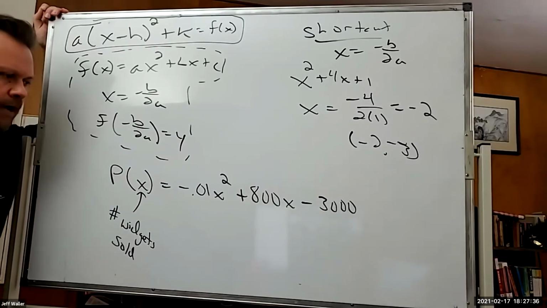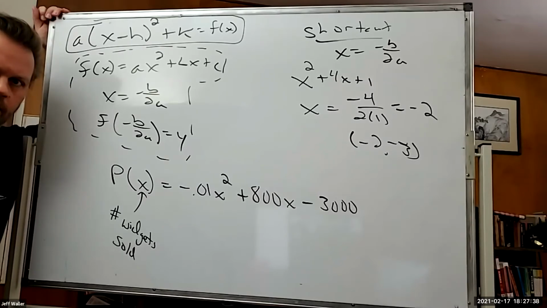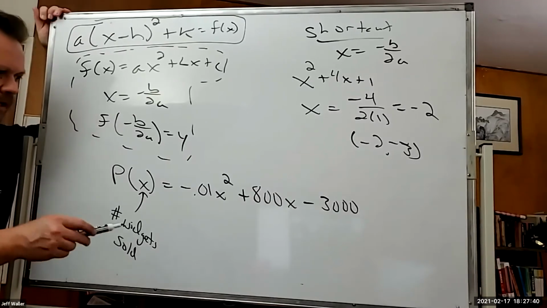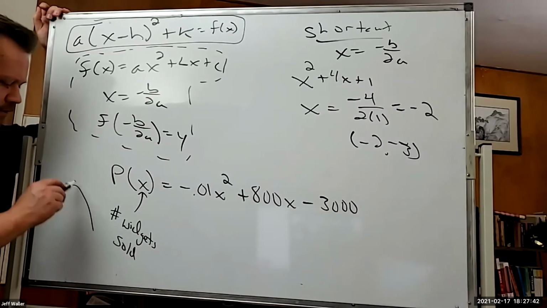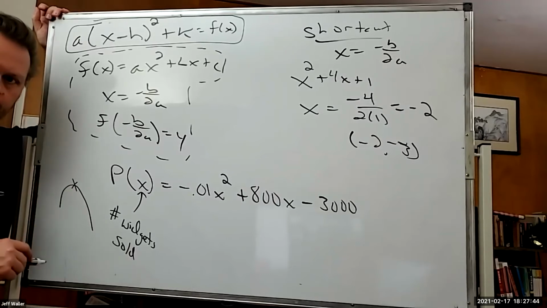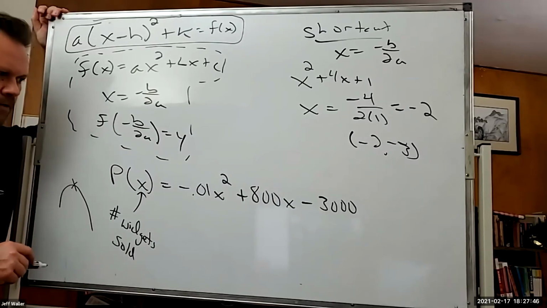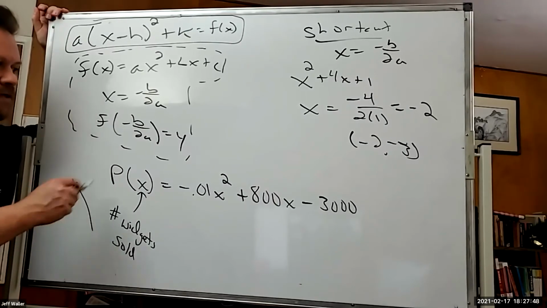What kind of parabola would it be? It's a negative parabola. It's upside down, meaning it opens down, right? So it's got a maximum. Cool. And of course, the maximum occurs at the vertex.